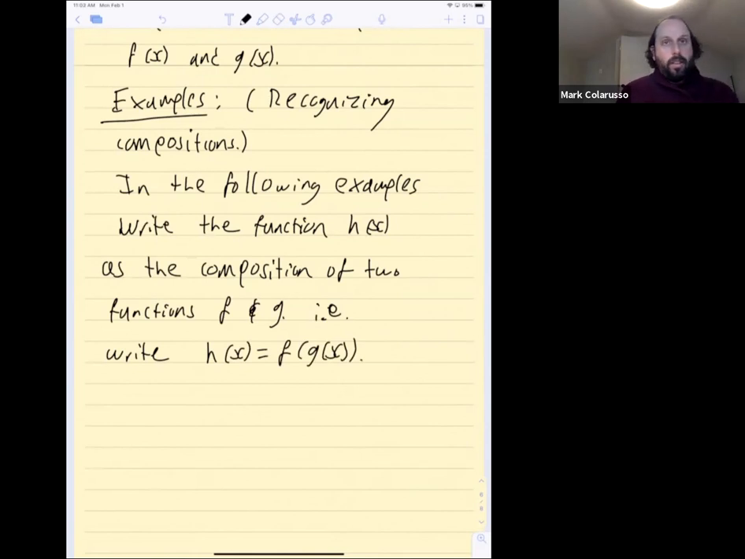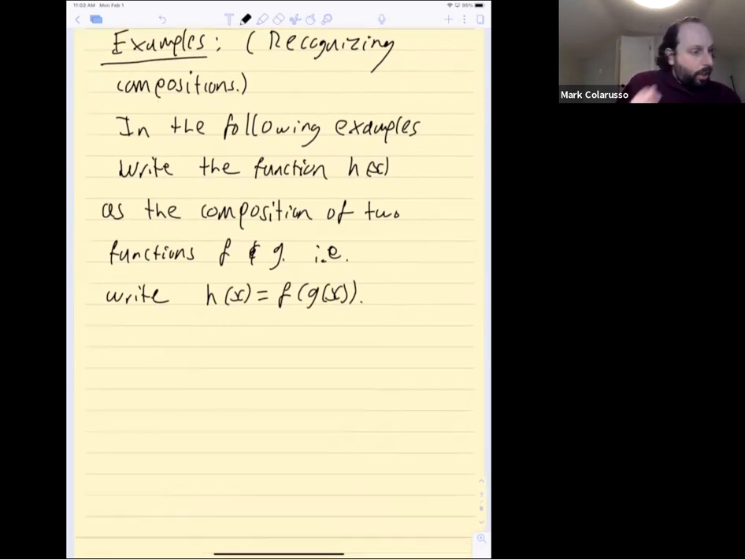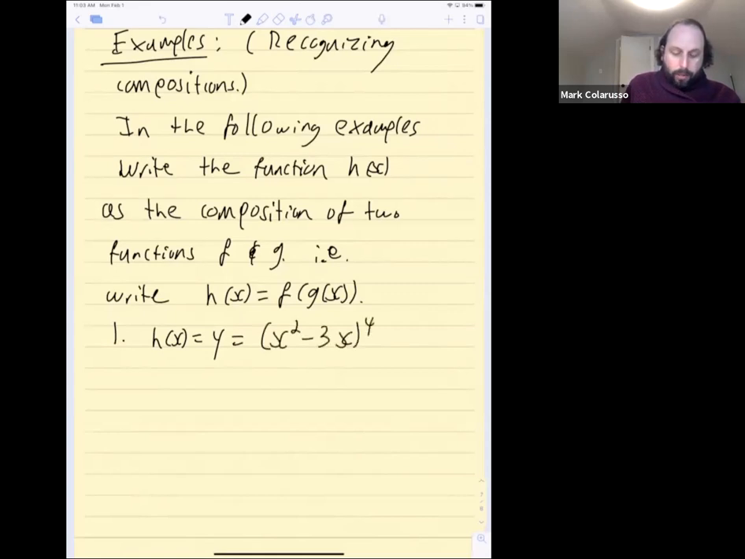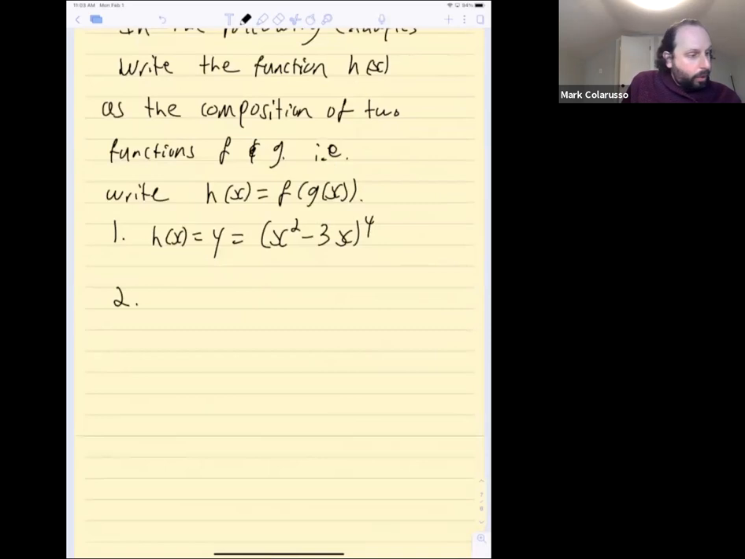Now, here I'll give you the examples and I'll tell you a way to think about doing this. So the first example is going to be h at x. In the notes, it's written as y, but that's okay. Equals x squared minus 3, all to the fourth power. And then the second one is going to be h at x equals the root of x over the root of x plus 3. The first one's a bit easier.